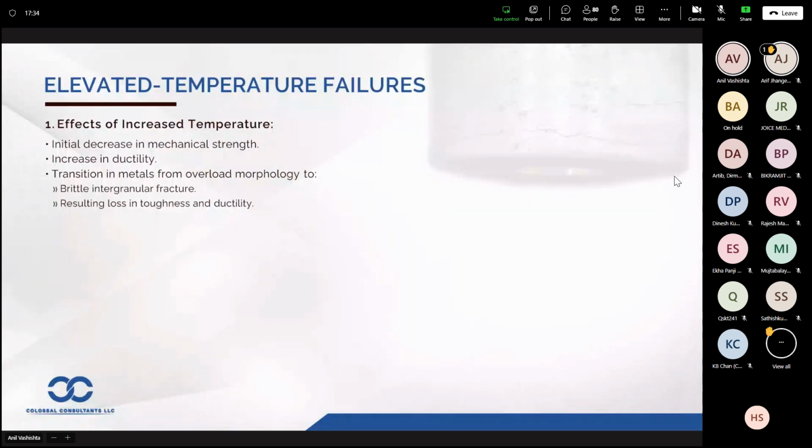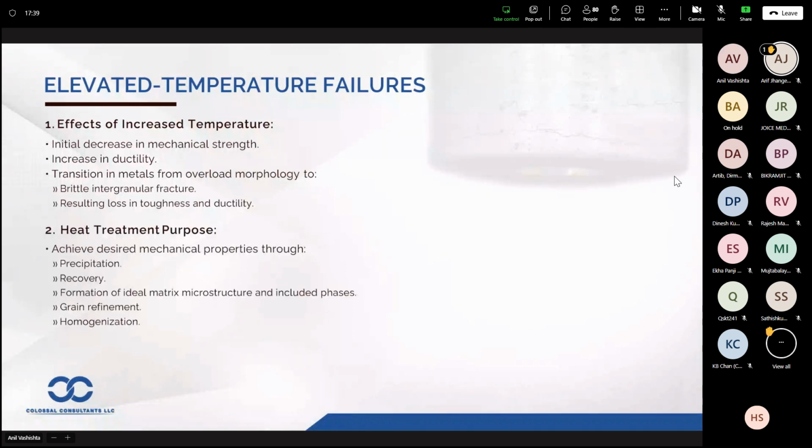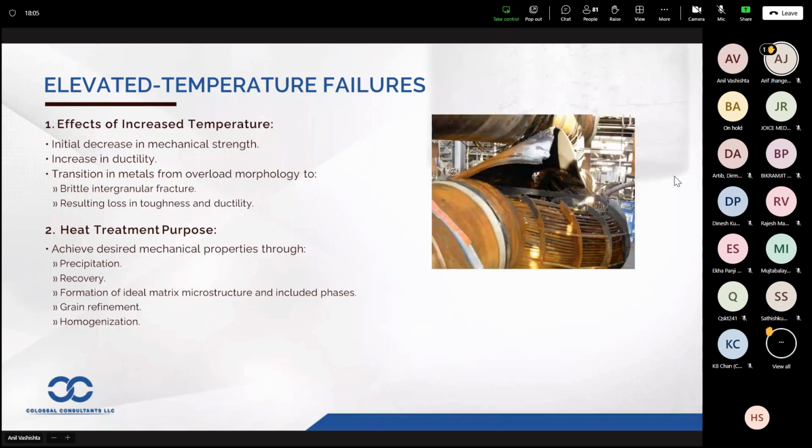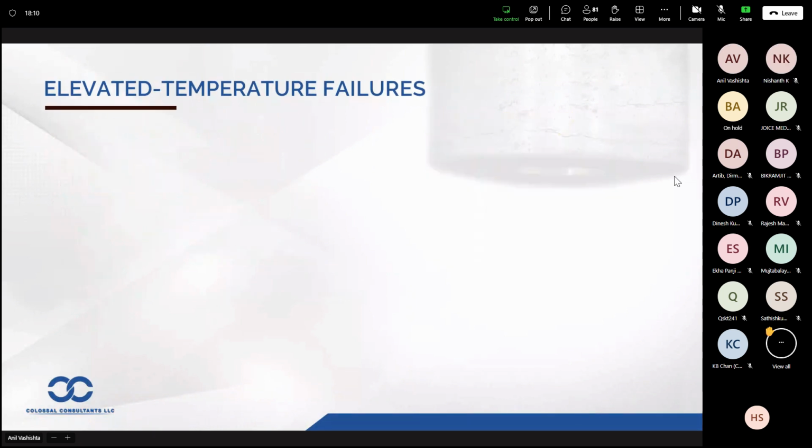Elevated temperature failures, the effects are because of the increased temperature: initial decrease in mechanical strength, increase in ductility, and we do the heat treatment to achieve recovery or precipitation or grain refinement or homogenization, so that we don't have detrimental mechanical properties which result in the failure of the component. This is a typical exhibit of elevated temperature failure.